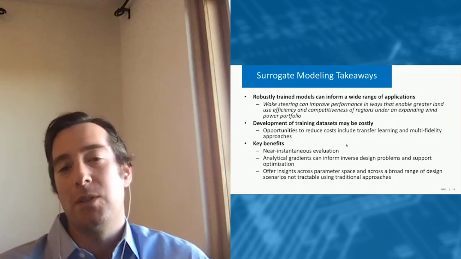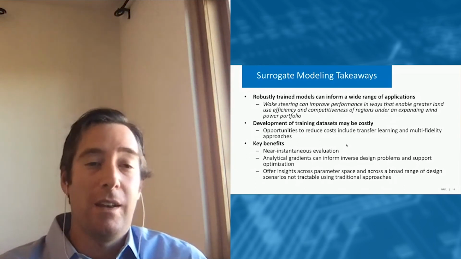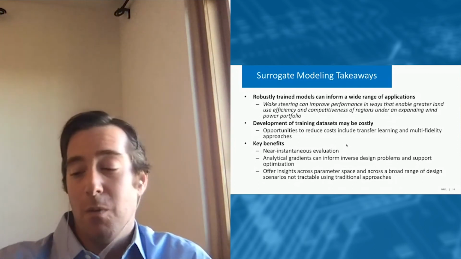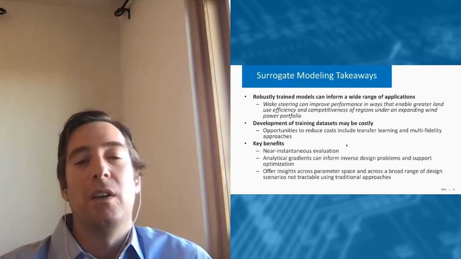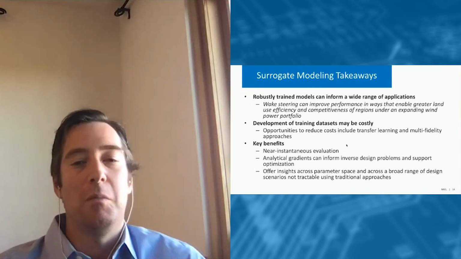So once you've developed the surrogate model and it's robustly informed, it offers a number of other benefits, including, once trained, near instantaneous evaluation. So predictions can be done on the fly. Analytical gradients of models can be used for a variety of applications as well.